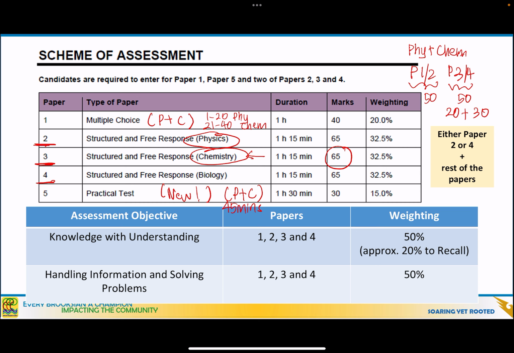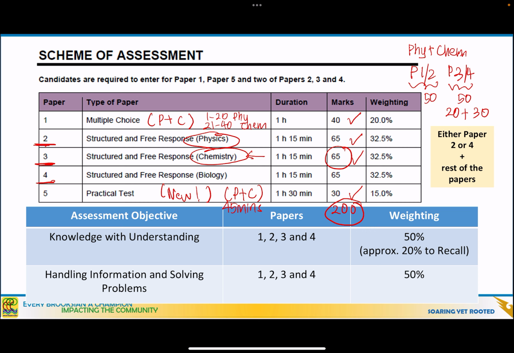Okay? So if you actually total up everything, right? 40 plus, let's say I'm a physics chem student, so I take these two papers, and then I also take the practical. Everything added up, you'll realize it's 200 marks. So it's double of what you took last year. Last year was 100, now it's 200. So you all may be wondering, Miss Mok, these 200 marks, how do they convert? Very simple lah, 200 convert to 100, divide by 2. That will be your combined science marks. Okay? So in terms of assessment, that's how it is.